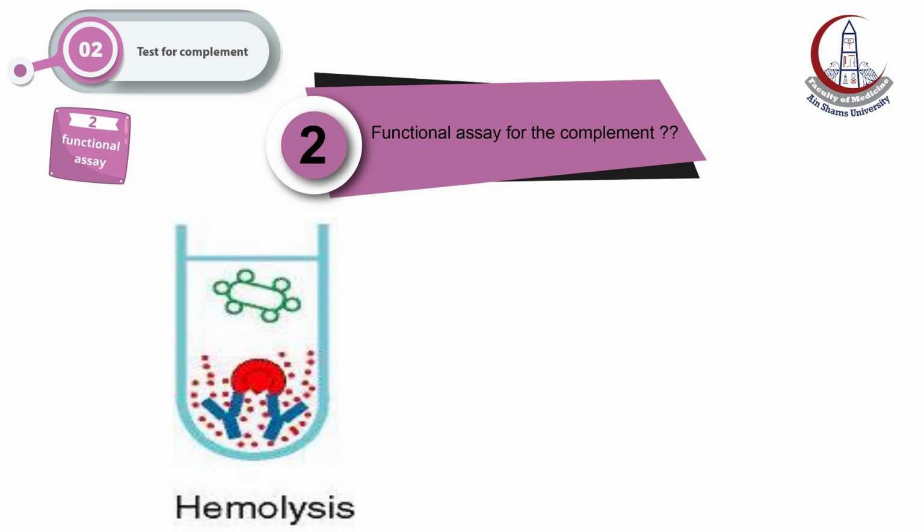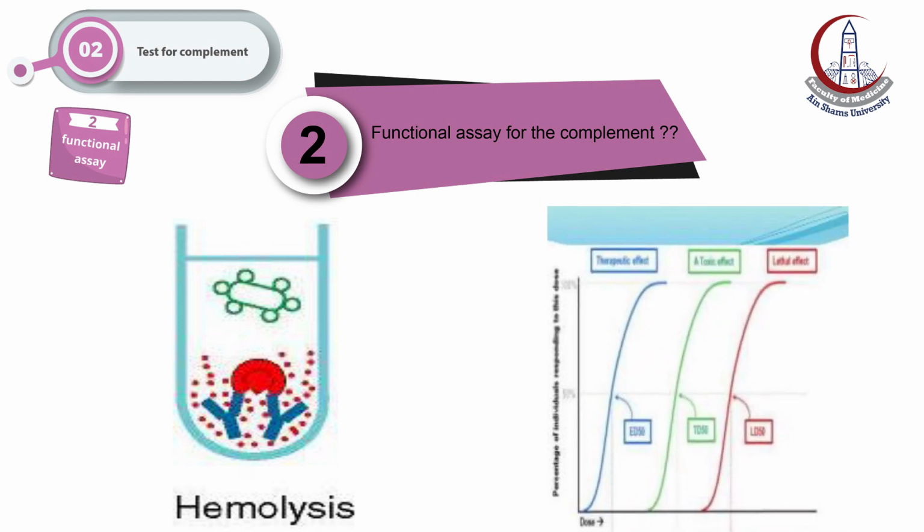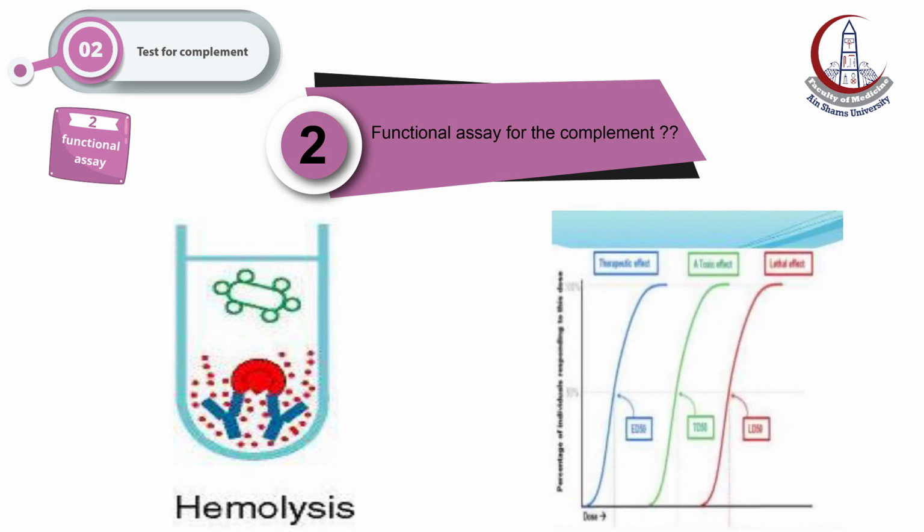The assay of the hemolytic activity of complement is performed by preparation of serial dilutions of the patient's serum, and then antibody-coated red blood cells are added to each dilution. After incubation, the serum dilution of the patient giving 50% hemolysis, detected by optical density, is determined and compared to a standard.